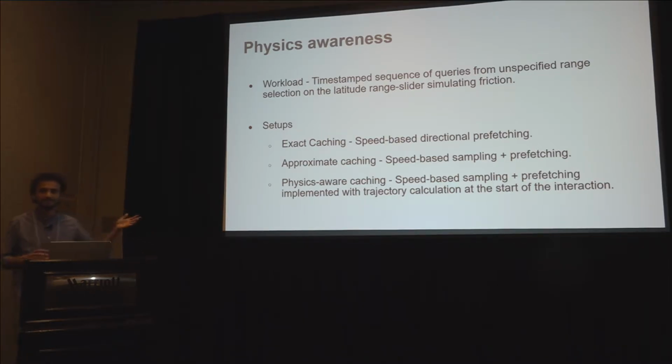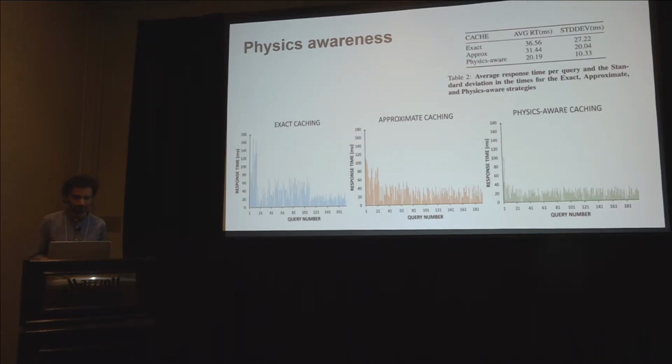And lastly, the physics-aware prefetching basically generates the entire query workload at the start and uses sampling and prefetching. So basically same as the last one, but you know the entire workload at the start of the session. If you notice, the physics-aware caching basically performs the best of all three setups. It has the least variability in query response time for individual queries, and each of the queries is pretty much under 100 milliseconds, which is generally considered to be interactive response time.